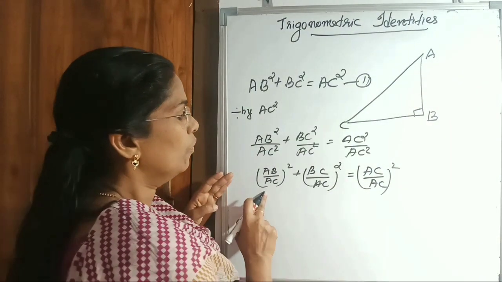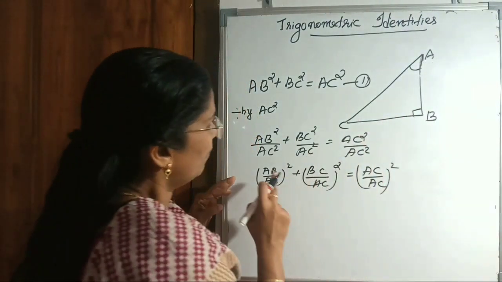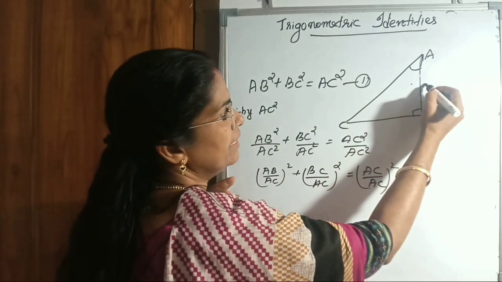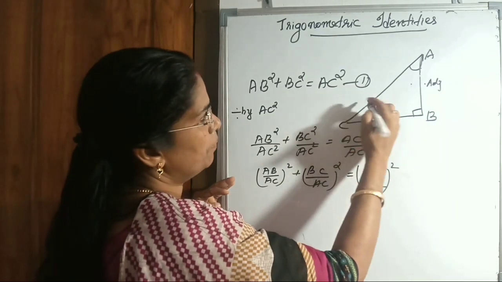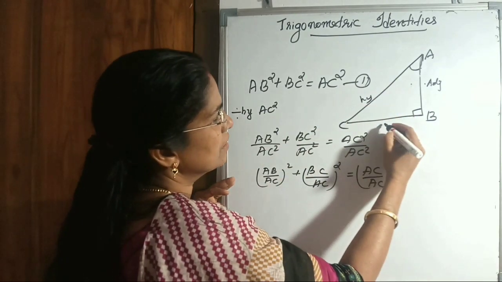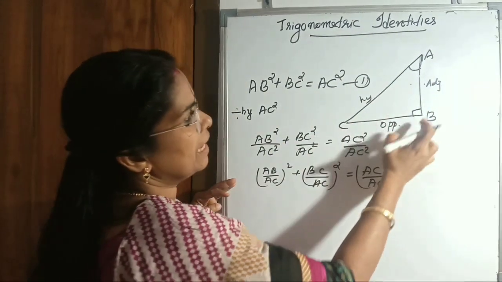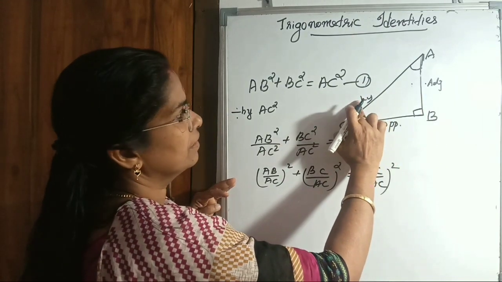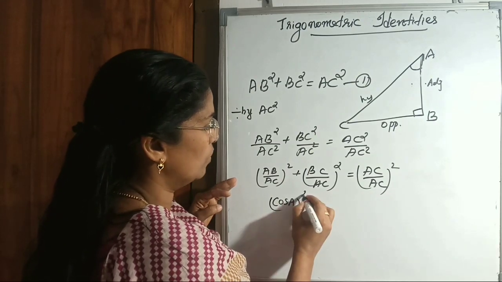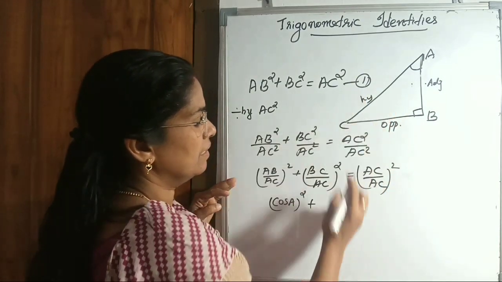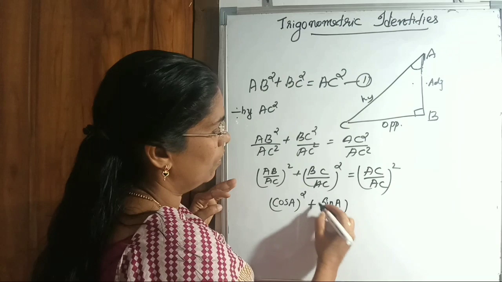Clear? Now we have to consider the angle A. According to the angle A, AB by AC: which side is this? AB is the adjacent side, AC is the hypotenuse, and BC is the opposite side. So AB by AC, adjacent side by hypotenuse, is cos A, whole square. BC by AC, opposite side by hypotenuse, is sin A, whole square.